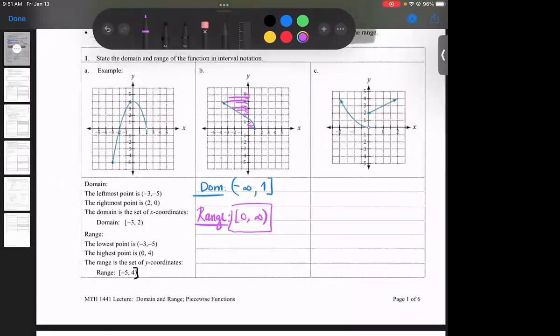One C. This is the piecewise function. This is what I'm talking about. So let's talk about the left function first, the one on the left. The domain. Where do you see it go? From where to where? To 0. Is 0 included?